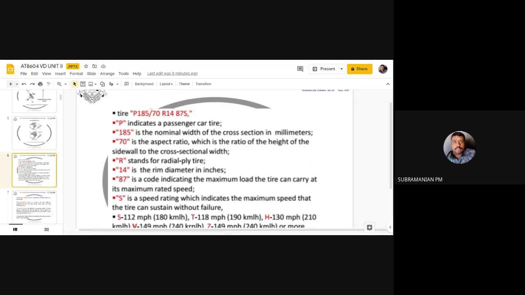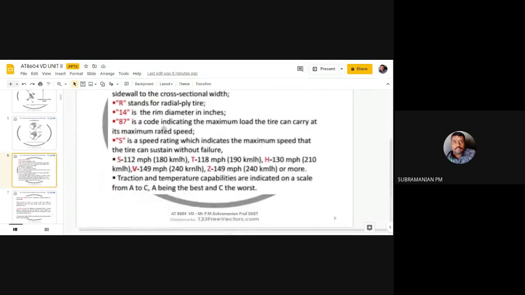So for different alphabets, we have different speeds. For example, S stands for 112 miles per hour. So in kilometers per hour, I can say 180. You don't need to remember everything. Just remember, if it is S, what is the speed? That will be sufficient.